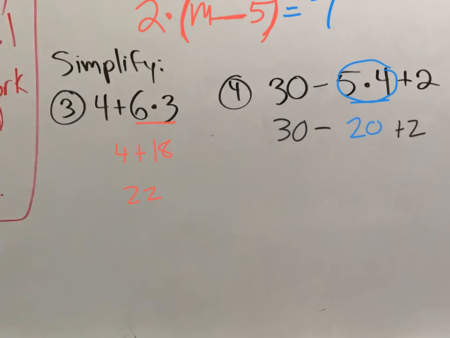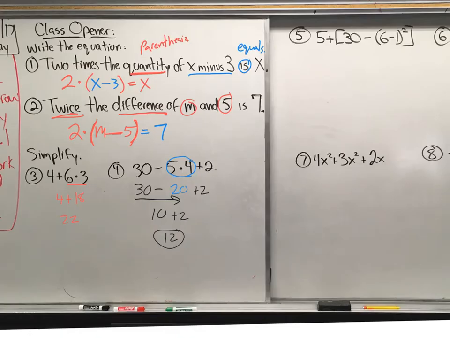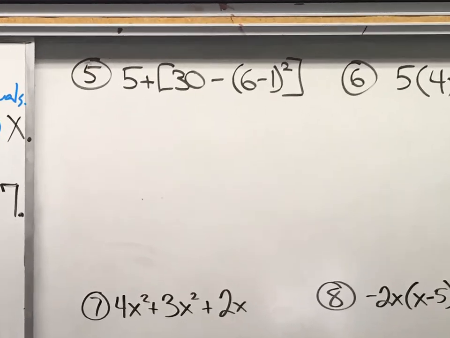5 times 4 is 20. So now I really have 30 take away 20 plus 2. From left to right, I want to go 30 take away 20, that's 10. 10 plus 2 is 12. Final answer. Moving on to numbers 5, 6, 7, 8 over here.